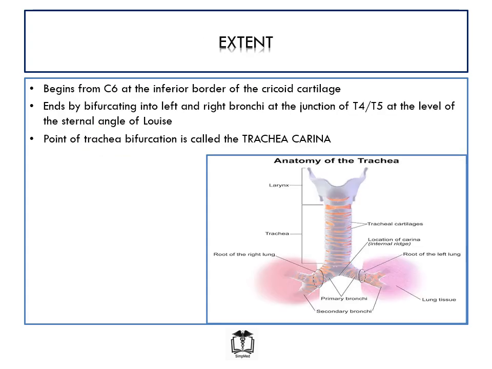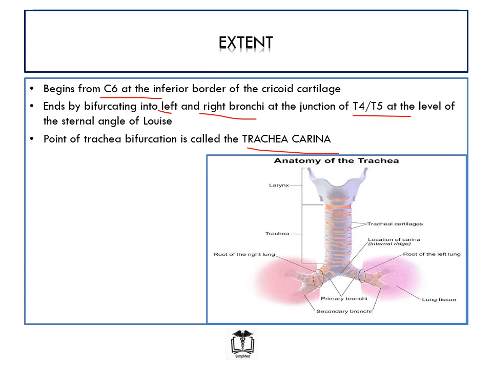Anatomically, the trachea extends from the inferior border of the cricoid cartilage at the level of the sixth cervical vertebrae. It descends vertically and ends at the junction between the fourth and fifth thoracic vertebrae. This is also the area we know as the imaginary line cutting across the sternal angle. When the trachea descends to this point, it bifurcates into the left and right bronchi, and that's how it ends. This bifurcation point of the trachea is known as the tracheal carina.